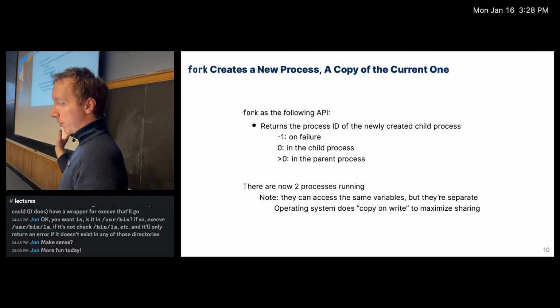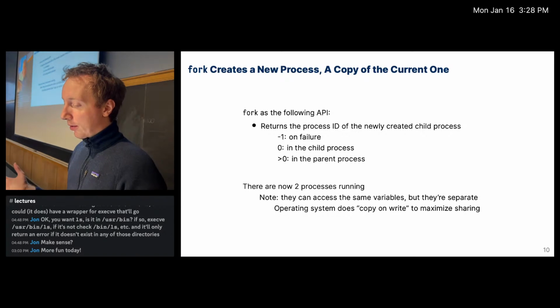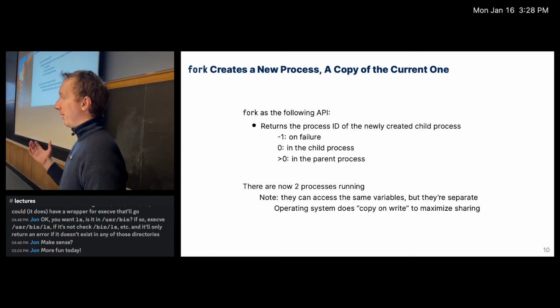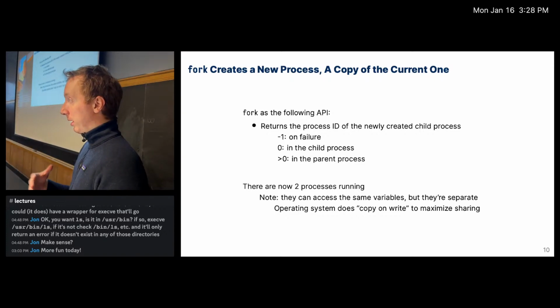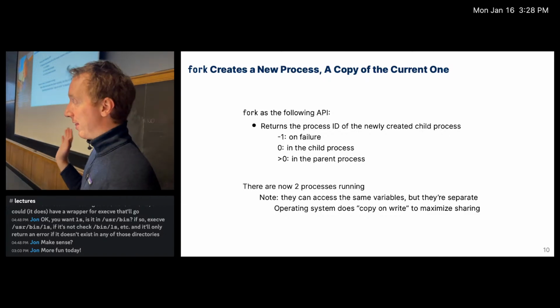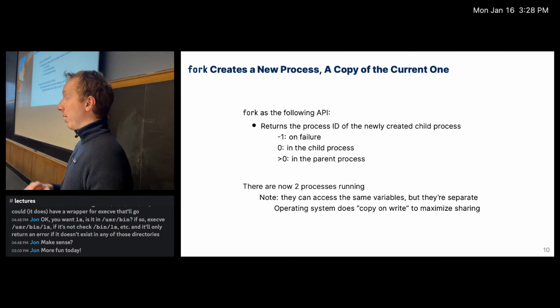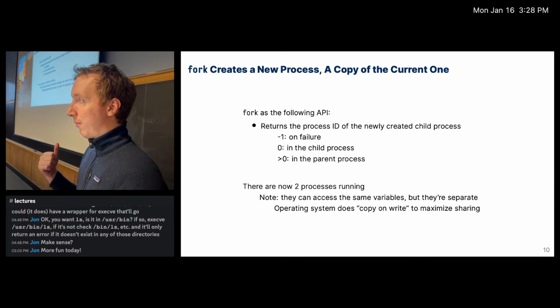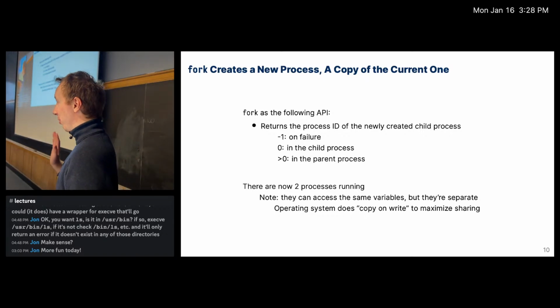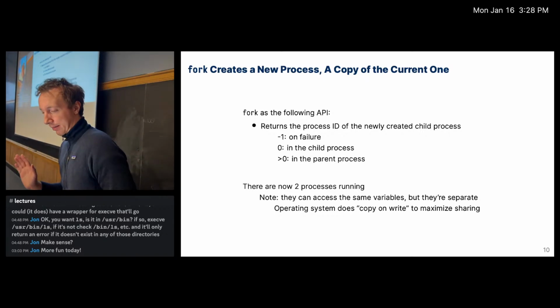We'll see 0 returned if it's the child process, and we'll see a return value greater than 0 in the parent process, where that return value is the process ID of the child. So the child will get a new process ID as part of being created, and then the parent will get that process ID as a return value, and the child will just get 0. That's the only way to distinguish what the original process was and what the new process is: the return value of fork. Otherwise, they are exactly the same. And we'll see over and over again what I mean by exactly the same.